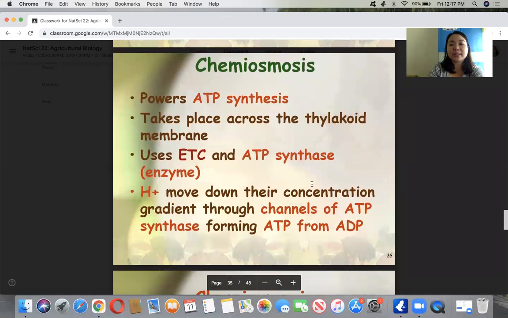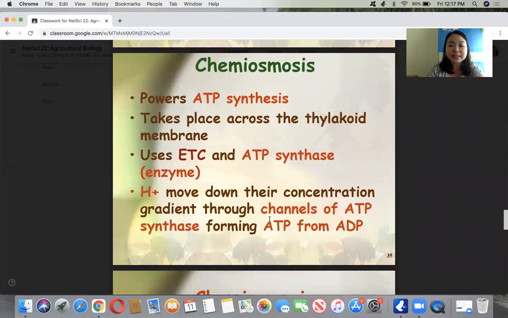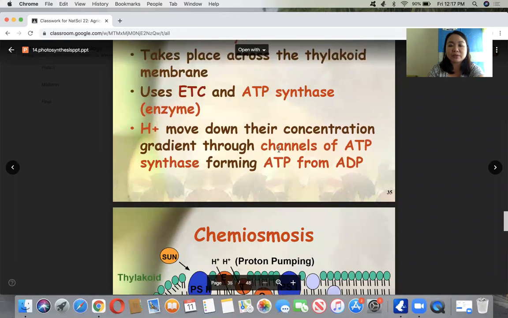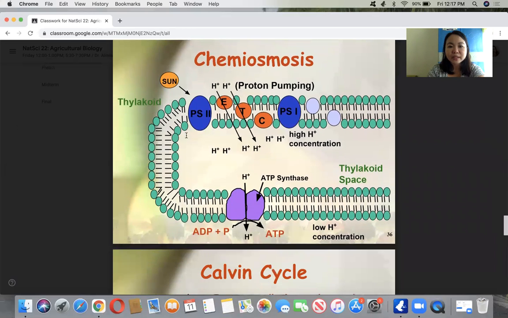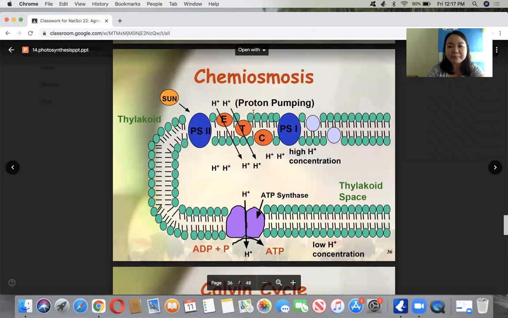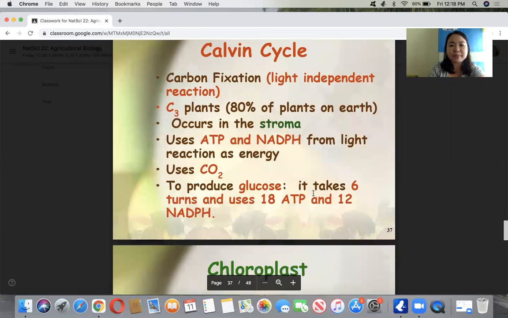So we have the so-called chemiosmosis, wherein it powers ATP synthesis, takes place across the thylakoid membrane, and uses ATP synthase as an enzyme. Hydrogen ions move down their concentration gradient through channels of ATP synthase, forming ATP from ADP. This is known as chemiosmosis, as shown in the figure here. In the thylakoid, we have the proton pumping, ATP synthase, and hydrogen concentration. So this is known as chemiosmosis.